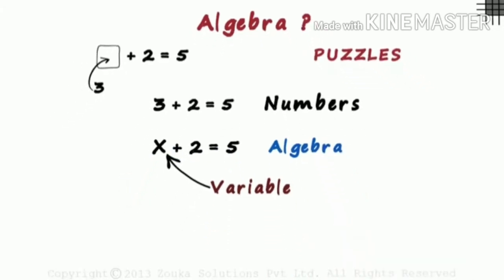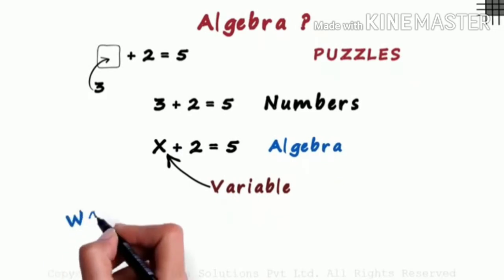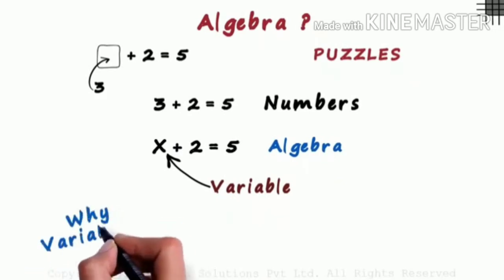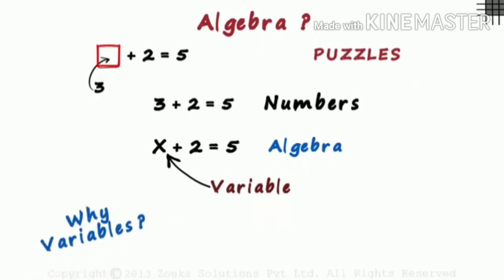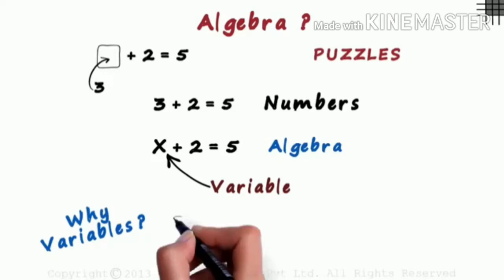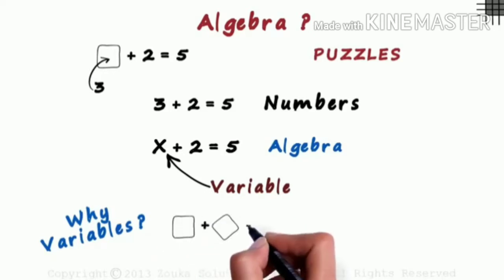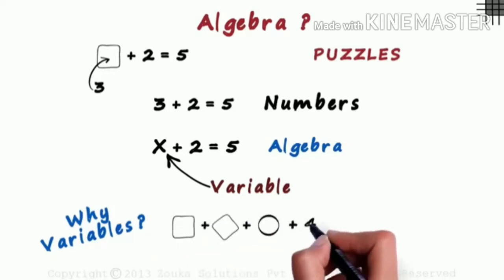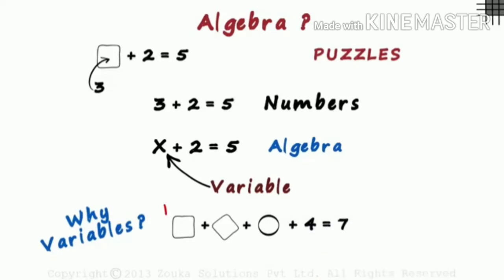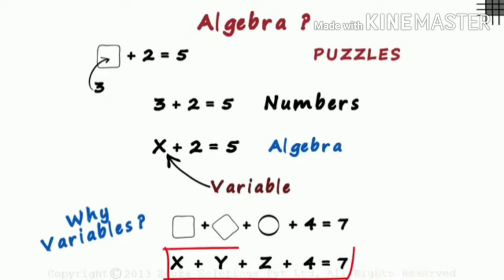Now a question arises in our mind: why variable? Why are we using a variable? Actually, why are we not using the boxes, the circles? I will give you two answers. The first answer: if we take an expression rectangle plus another rectangle plus circle plus 4 gives us 7, the most convenient way is we can write x plus y plus z plus 4 gives us 7. It is the first answer.